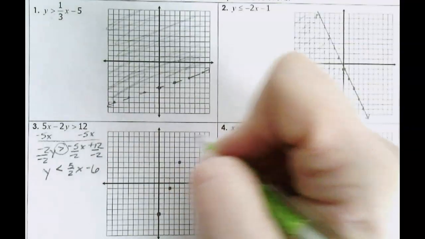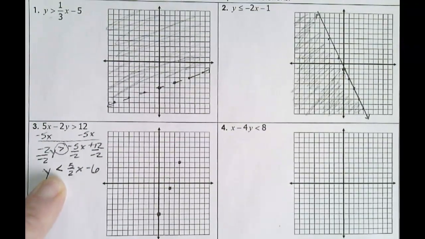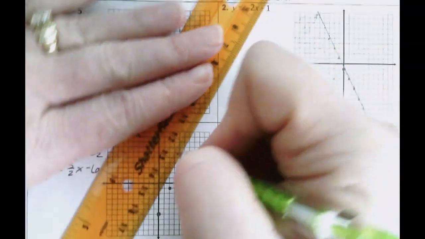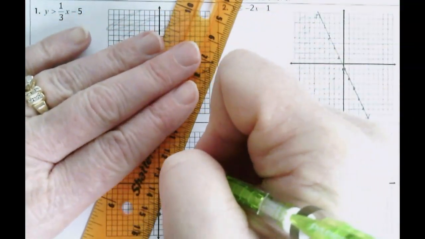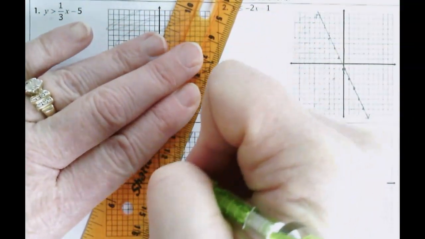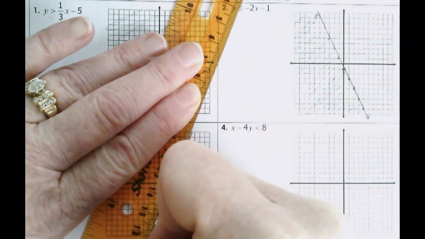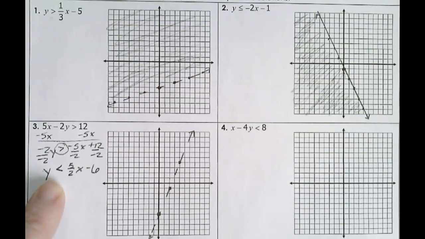I want to make it as straight as possible. Dotted or straight? Yep, that is a dotted. It's not equal to. It's the "I'm not touching you" line. As close as I possibly can be, but not actually touching the line. And it says less than.